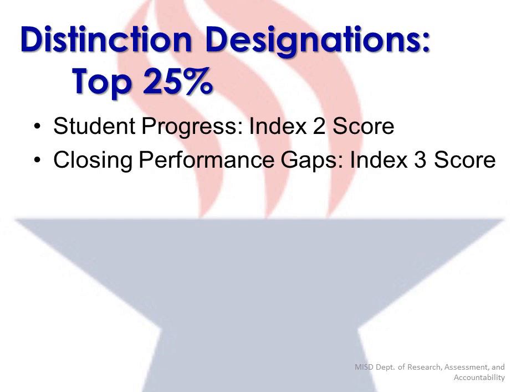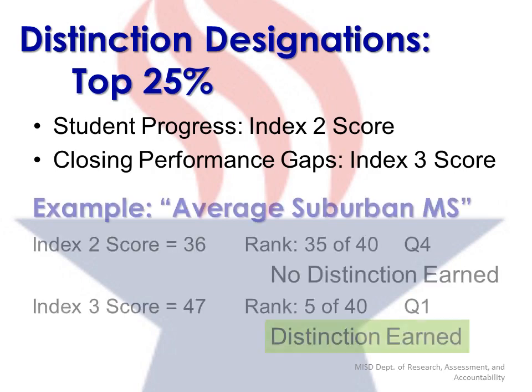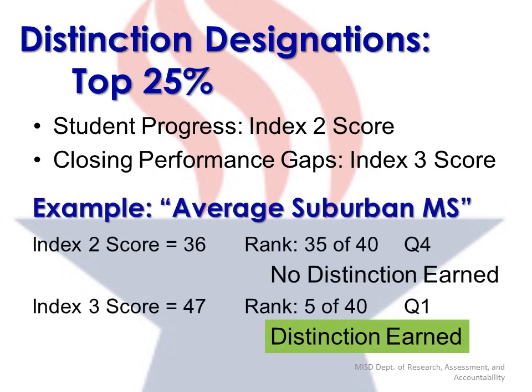The remaining distinctions are simpler because each is derived from a single index score, which is then ranked among the 40 schools in the campus comparison group. The top 25% student progress distinction uses the index 2 score, while the top 25% closing performance gaps distinction uses the index 3 score. A quick examination of Average Suburban Middle School reveals that the school's index 2 score of 36 left them a disappointing 35th out of 40, quartile 4 in the comparison group, with no distinction earned. However, their stronger Index 3 score of 47 put them in the top 5, squarely in quartile 1, earning another distinction.